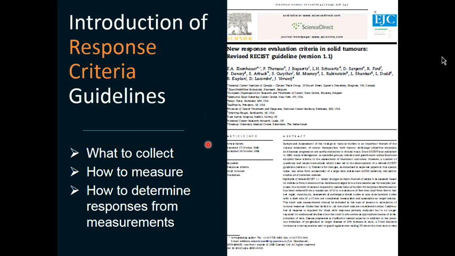Over the years, the Oncology Society has created response criteria guidelines for the public, academia, drug companies, and also research organizations. So in certain oncology study subtypes, the public can refer to this response criteria and use it for what to collect, how to measure the collected data, and how to determine response from those measurements.